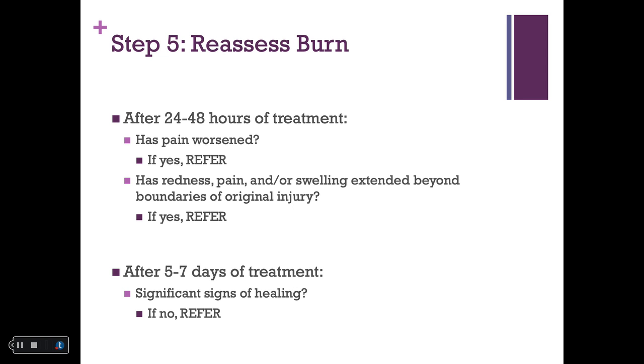Again, we're going to reassess. So if the pain's worse in a day or two, we got to refer those people on. Or if the swelling is expanding, we need to refer them on. And then we should see signs of healing within 5 to 7 days.